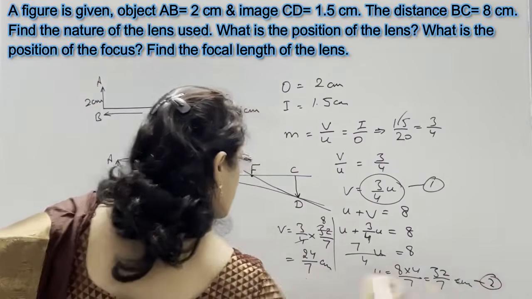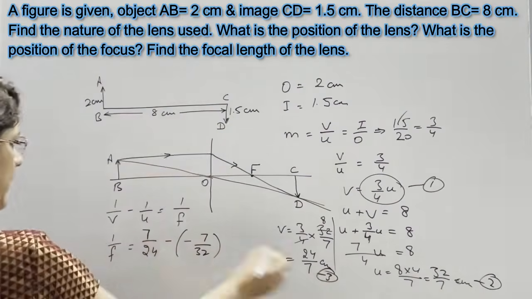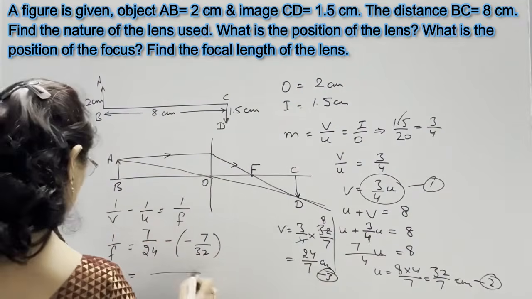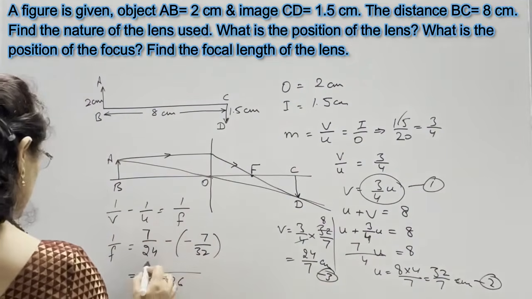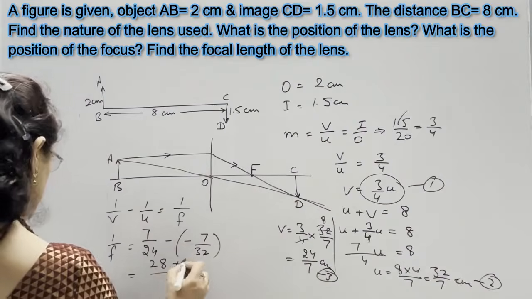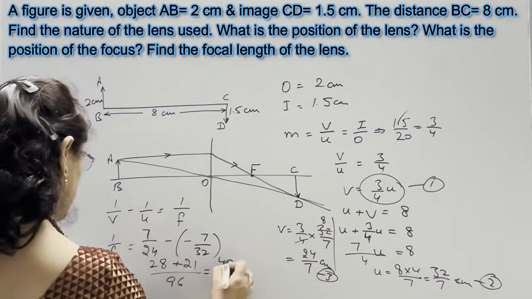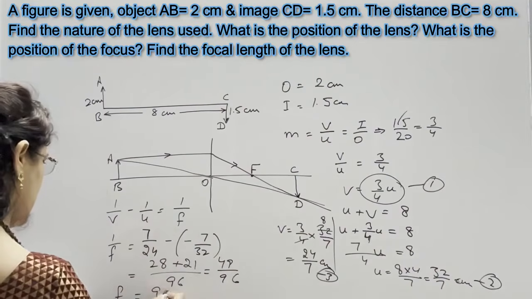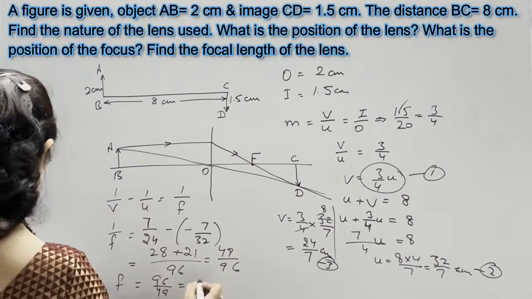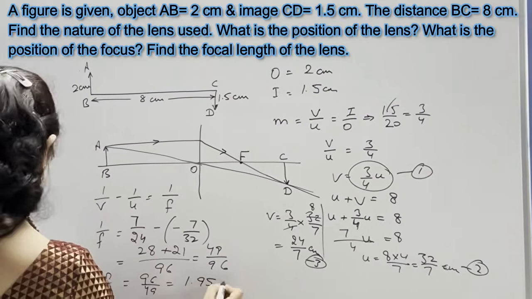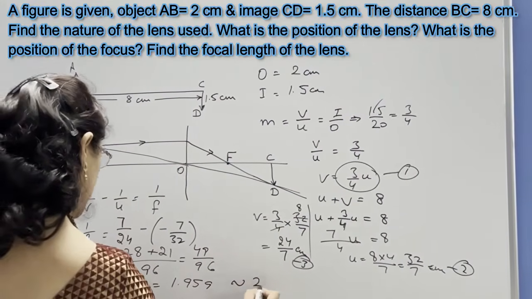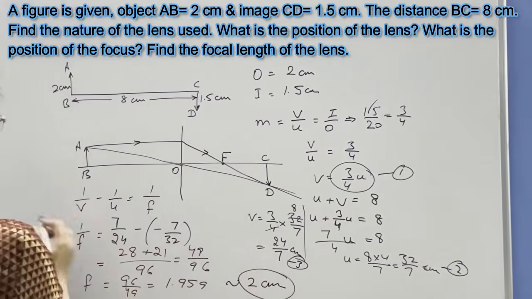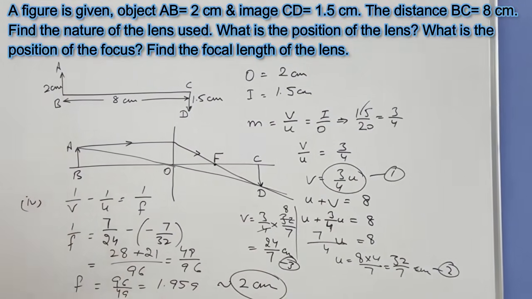From this second equation, this third equation, we are getting these values and filling them in this formula, the lens formula. Now 24 and 32 LCM is 96. So here 28 plus, minus minus plus, is 21. So the value is 49 upon 96. So we can say the focal length is equal to 96 upon 49, or 1.959, or approximately we can take it as 2 centimeter. So 2 centimeter is the focal length, which is our fourth part in this case.